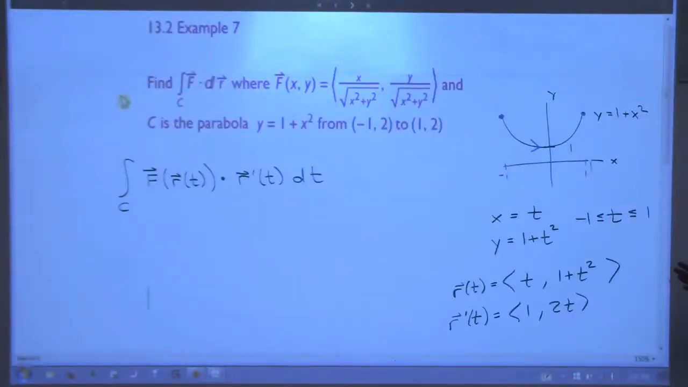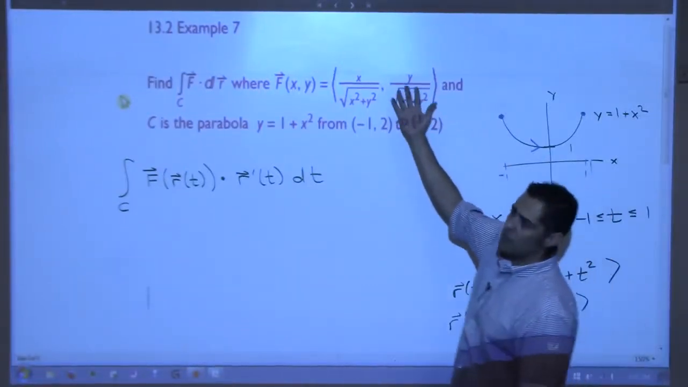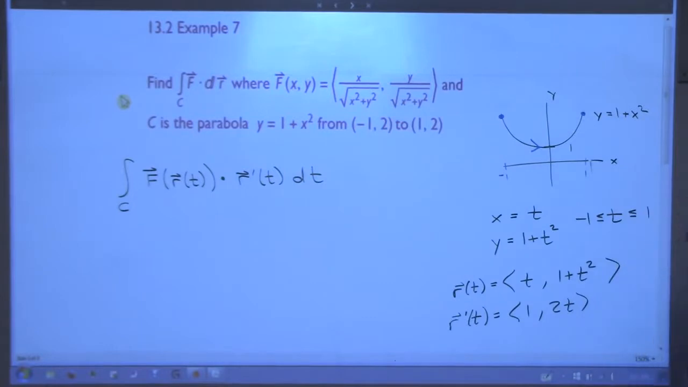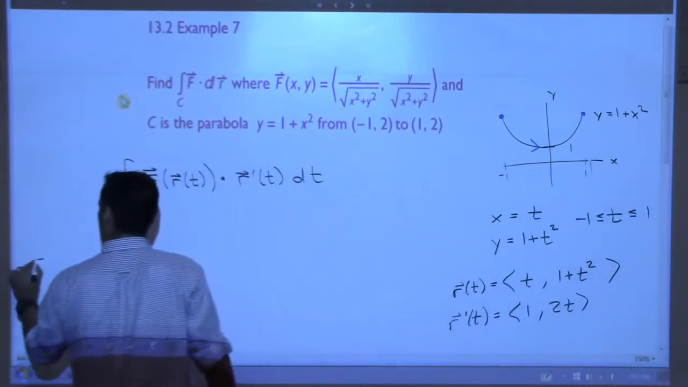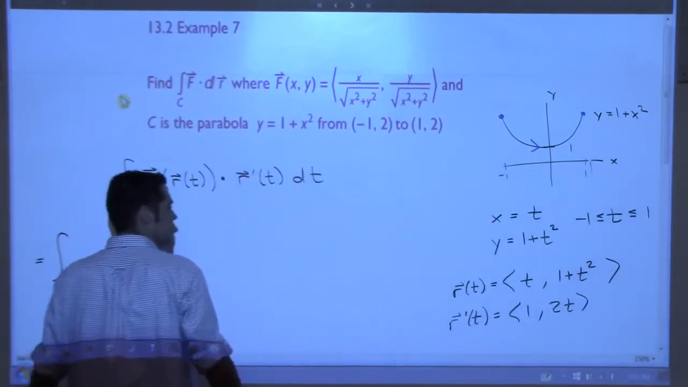We have the vector field, right? Here's the vector field, kind of ugly looking. All right, I think I'm ready. So this becomes integral from where to where?